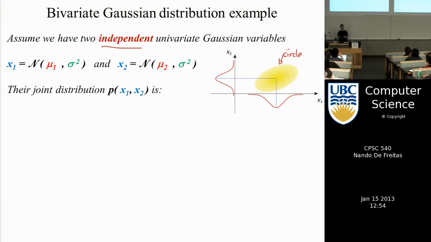So if you have two variables and they're independent, and I'm saying that both variables are Gaussian, one variable has mean mu1 and variance sigma squared, the other variable has mean mu2 and the same variance, sigma squared, then the joint of two independent variables, p of x1 and x2, is the product of the two distributions. That's what independence means. Independence means that you can break the probability as the product of the individual probabilities.